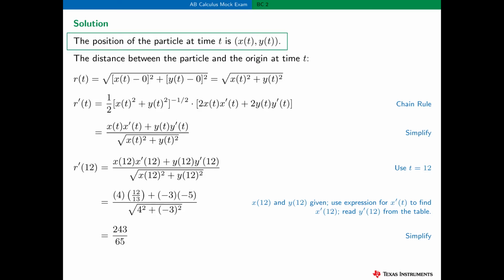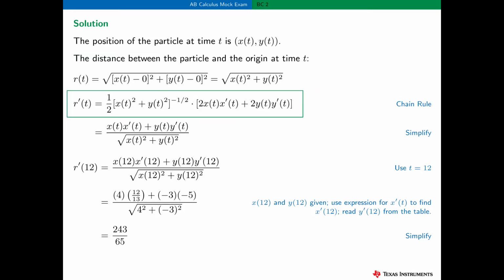We're given in the problem that the position of the particle in the plane at time t is x of t, y of t. So we can use the formula for distance to find an expression for r of t. Next, we need to find r prime of t. We need to recognize that r of t is indeed a composition of functions. In some sense, we'll have to apply the chain rule twice here. Take the derivative of r, starting at the outside and working inside.